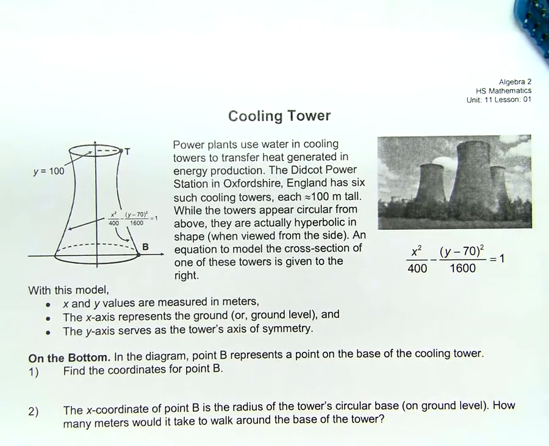Power plants use water in cooling towers to transfer heat generated in energy production. The Didcot Power Station in Oxford, England has 6 such cooling towers, each approximately 100 meters tall. While the towers appear circular from above, they're actually hyperbolic in shape when viewed from the side. An equation to model the cross-section of one of these towers is given to the right.